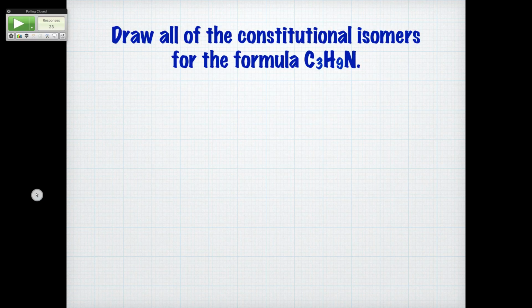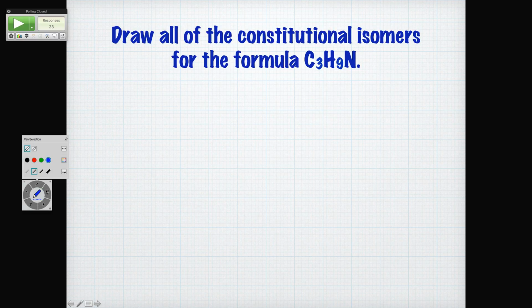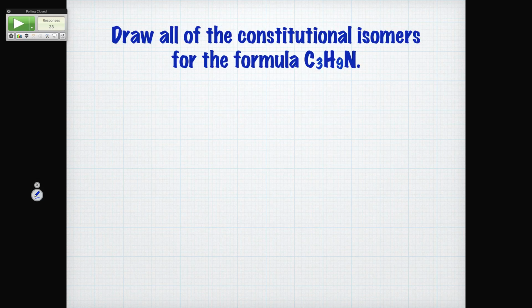All right, I put it on another slide so I'd have more room. I decided that was going to be too hard for me to draw. Okay, so I have 3 carbons, 9 hydrogens, and a nitrogen. How many valence electrons should I have in each picture?